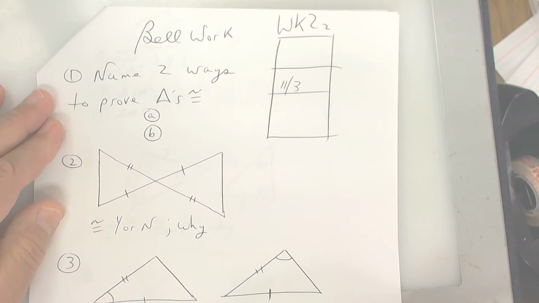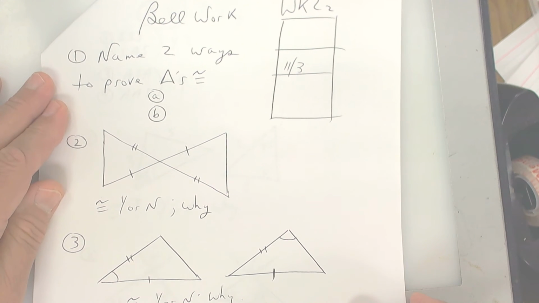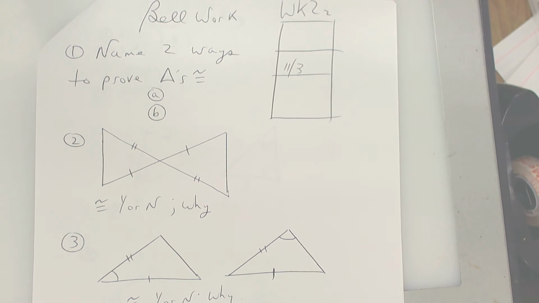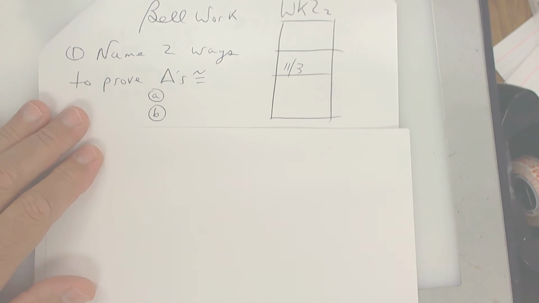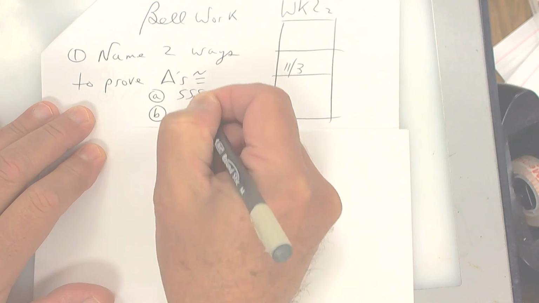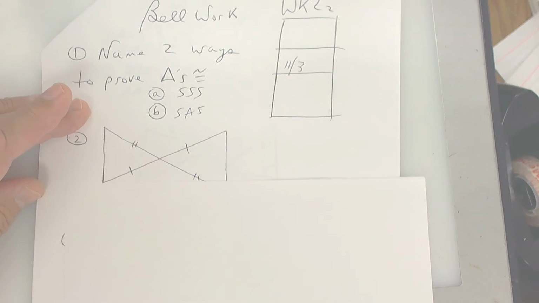All right, let's go to geometry. Okay, copy down everything you see here. All right, let's work this. Name 2 ways to prove triangles congruent. Well, yesterday we learned side, side, side, and side, angle, side.